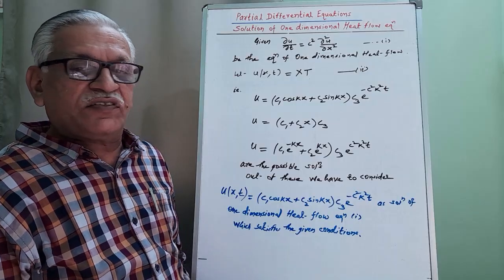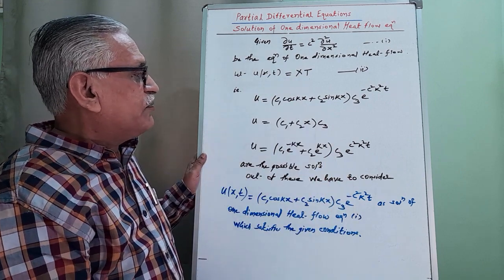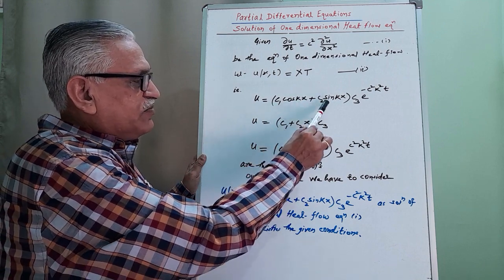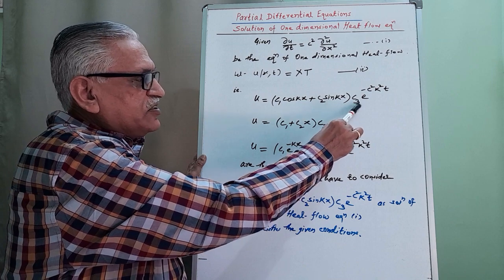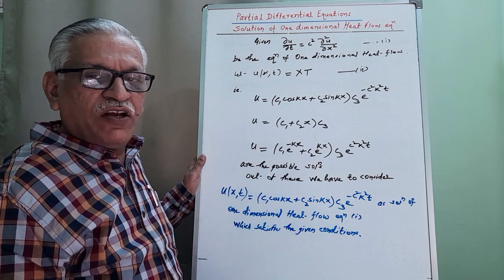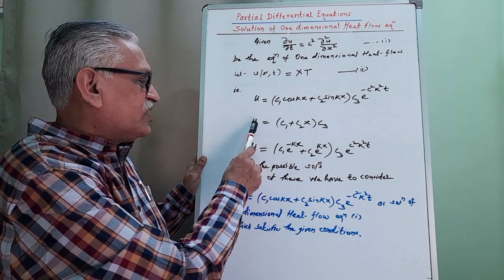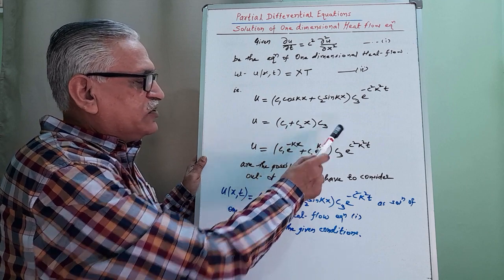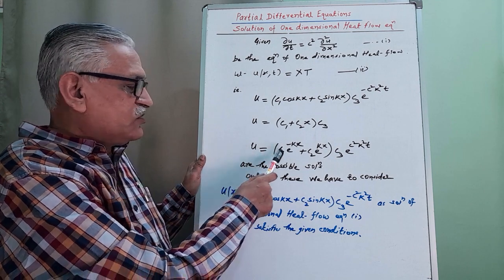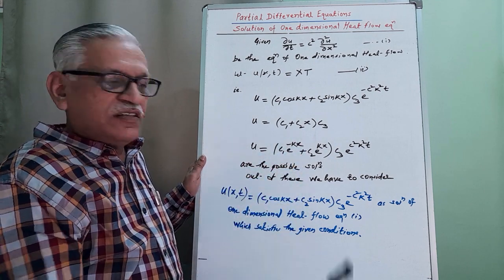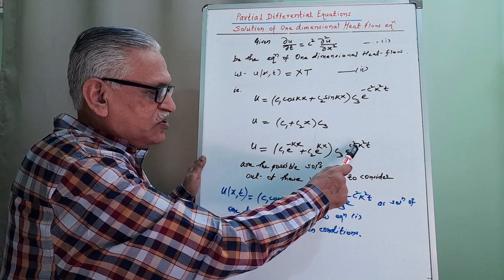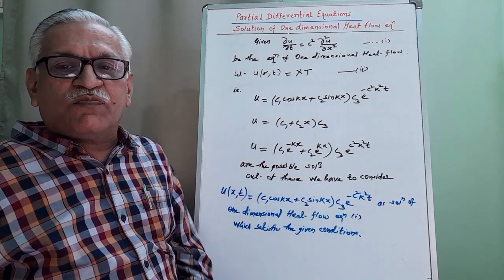We have three different cases. When that value of p is negative, at that time we are getting the solution as u is equal to c1 cos kx plus c2 sin of kx multiplied by c3 e raised to minus c square k square t. When that value of p is 0, at that time we get the solution as u is equal to c1 plus c2x into c3. Third, when that p is positive, at that time we get u is equal to c1 e raised to minus kx plus c2 e raised to kx multiplied by c3 e raised to c square k square t. These are the three possible solutions.